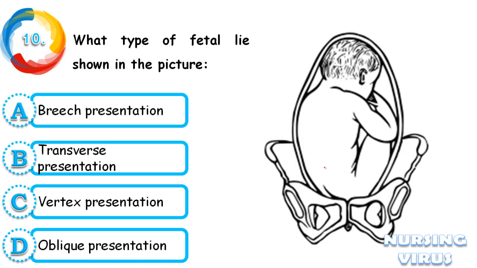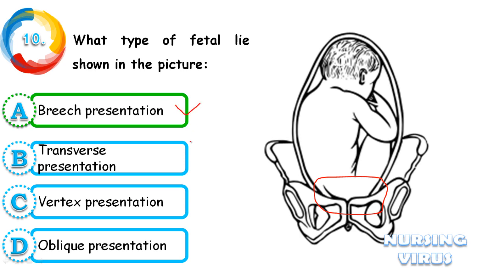And the 10th image, what type of fetal lie is shown in the picture? The options are breech presentation, transverse presentation, vertex presentation, and oblique presentation. So the correct option is breech presentation. Here in the image you can see the baby lying in the pelvis area with the presenting part being the breech. So breech presentation is the correct one.